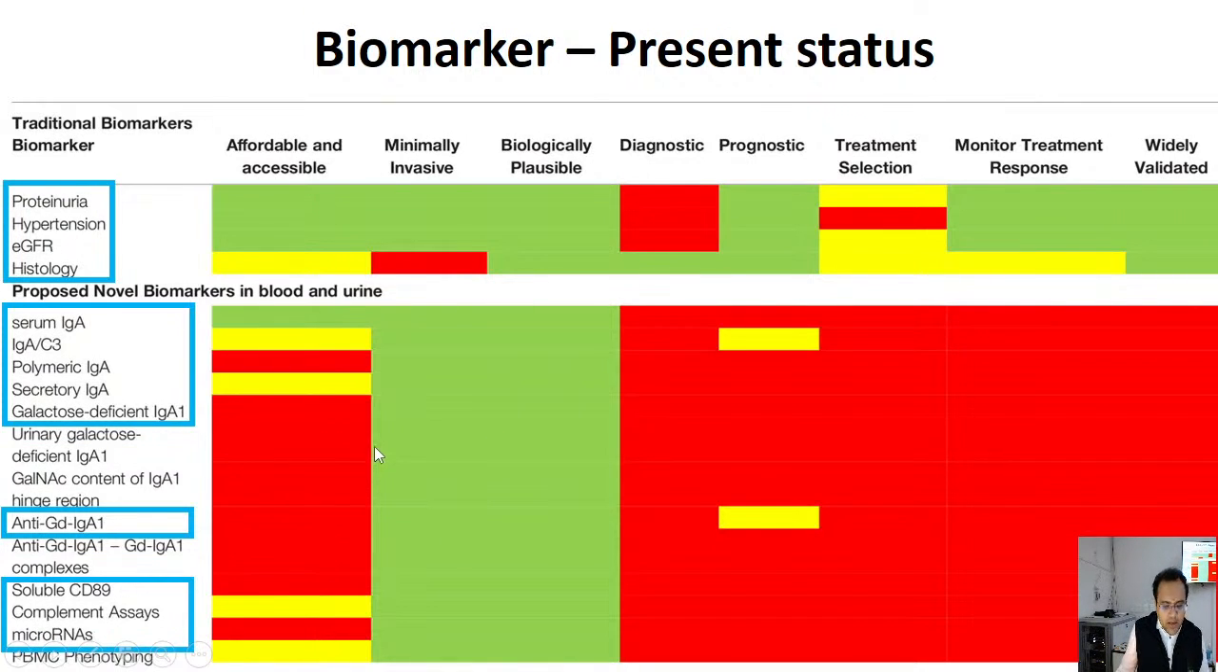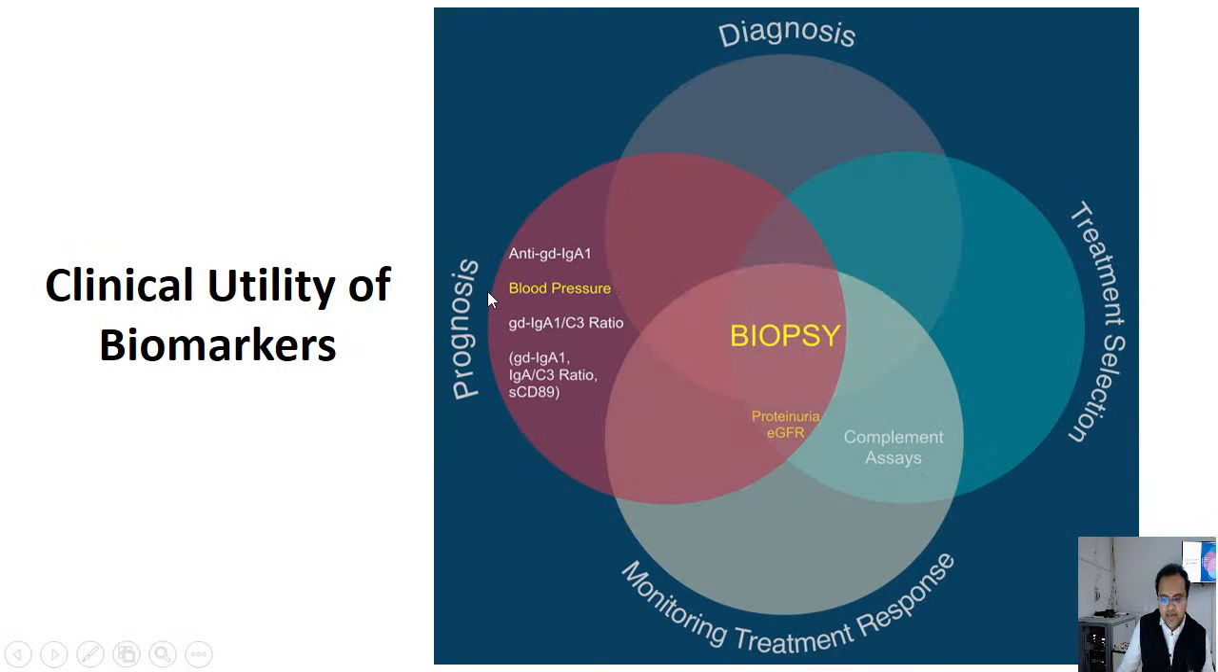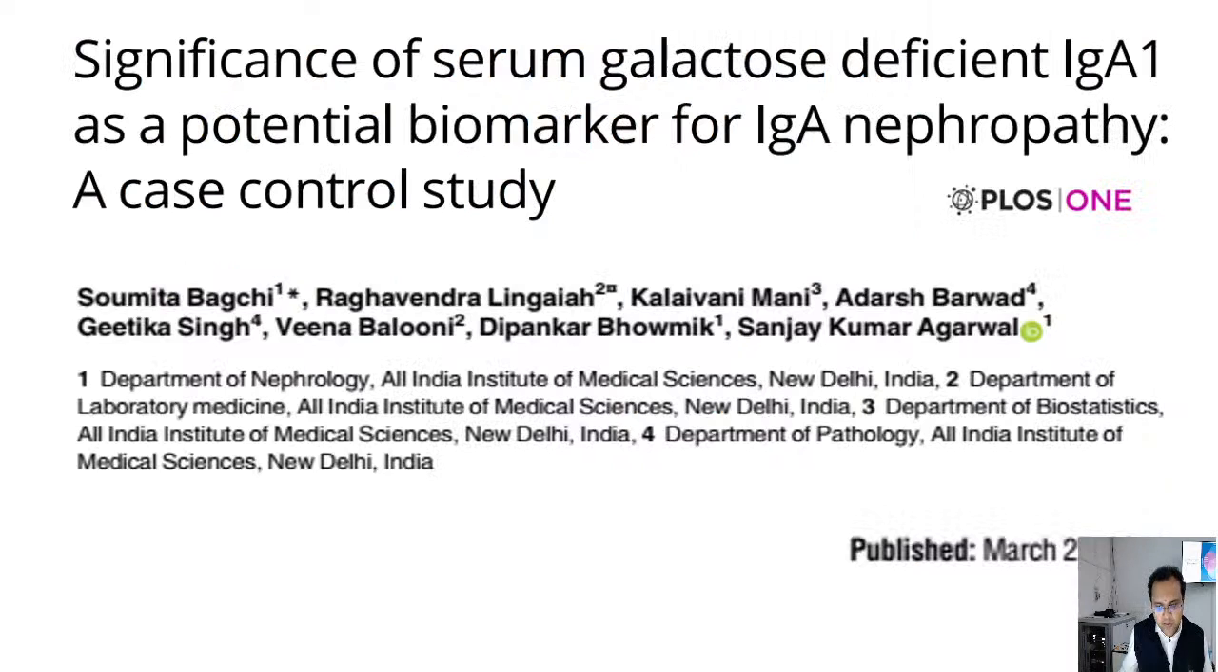Among the newer markers, what we can see is that galactose-deficient IgA, the galactose-deficient IgA to C3 ratio, anti-glycan antibodies, complement pathways, and soluble CD89 are the markers which have shown some benefit with regard to prognostication, and they are being studied in various studies across the world.